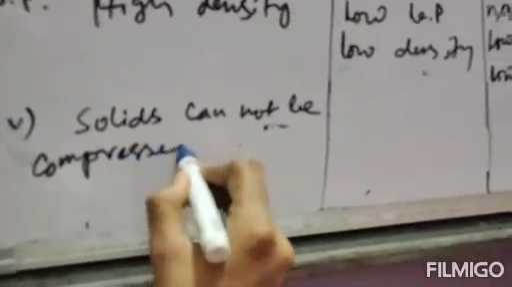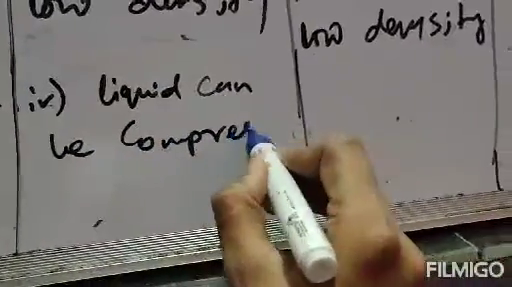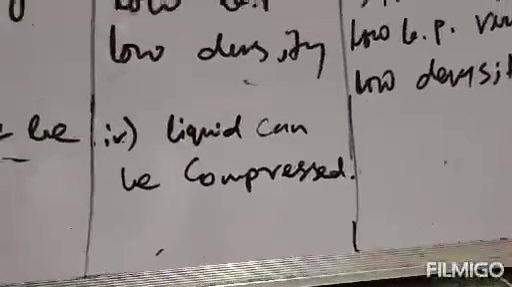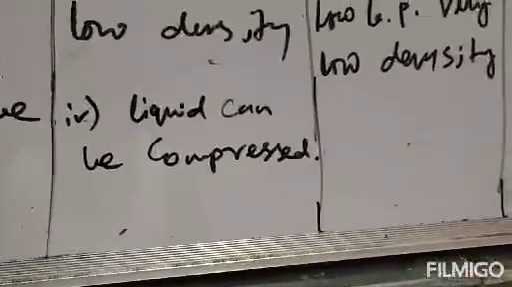So we will write solids cannot be compressed. On the other hand, liquid can be compressed, because liquid molecules have more intermolecular distance than solid, and they also have weak intermolecular force of attraction than solid. That's why liquid can be compressed.